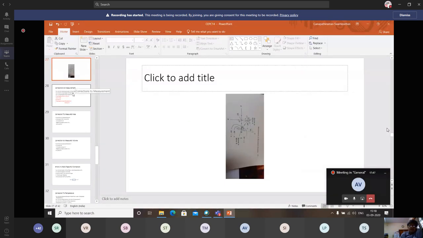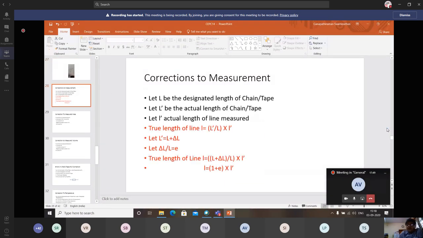Okay, we have seen that. So we have seen the correction to measurement. Suppose a tape is long or short. Yesterday we worked out a problem also. Suppose I say that the tape or the chain is one link longer at the end of the day's measurement. Suppose I have measured 1000 meters. Then what is the true length of the line?